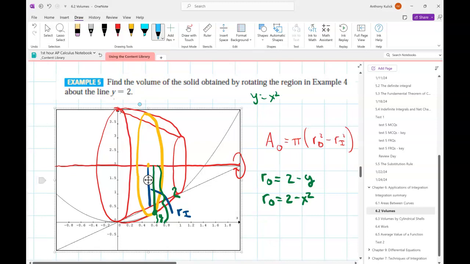My inner radius, we're going to think about the same way. So again, I know that this distance is 2. And that distance, again, is the y. Now, this line is the line y equals x. So that y coordinate is just x.